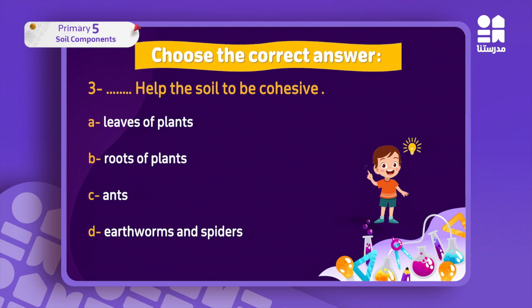Great. Third one, help the soil to be cohesive. So leaves of plant help the soil to be cohesive.